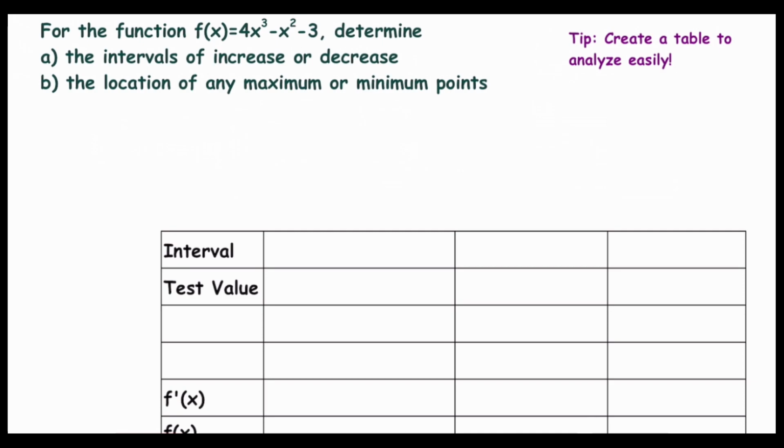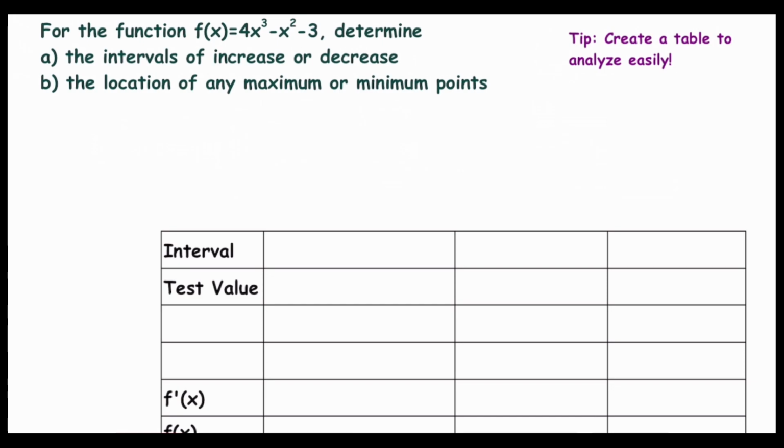the intervals of increase or decrease. So where is the graph increasing? Where is the y value going up? Where is the slope positive? And where is the slope decreasing? Where is the slope going down? And b, the locations of any maximum or minimum points. And tip, we're going to create a table to make our analysis easy.